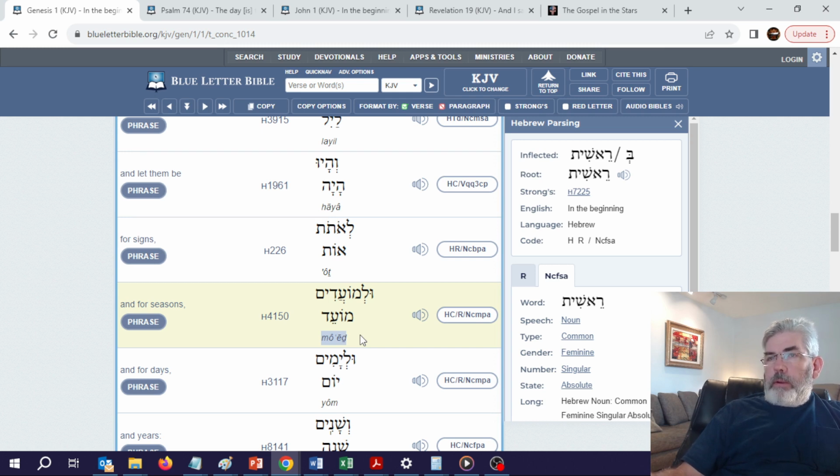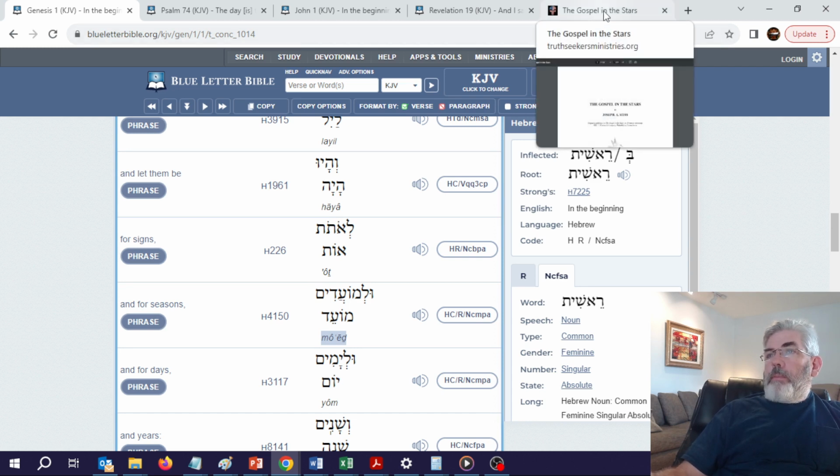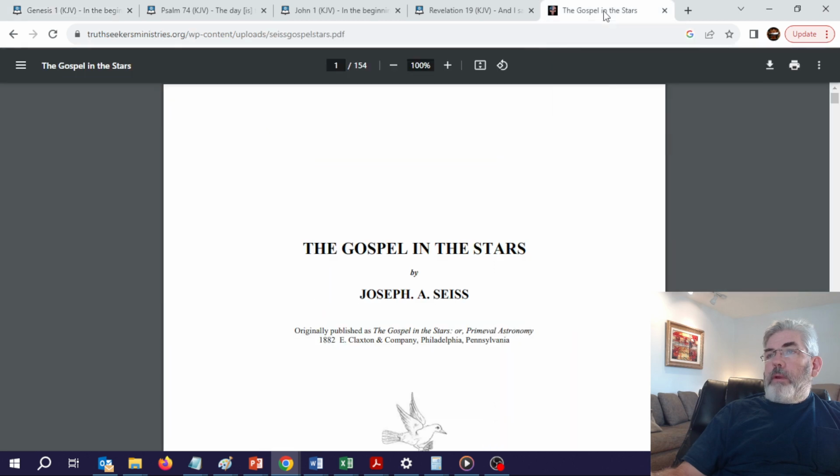So the other interesting thing about these signs, because we talked about the seasons here, the Moedim, but the signs is also interesting because we have the signs in the heavens. And I'll just show this to you real quick here. I'm not going to go over the whole thing because you can come read it on your own. You can get it for free online. It's a very famous work done by Joseph A. Seiss. He originally published it back in the 1880s. And his great work is called The Gospel in the Stars.